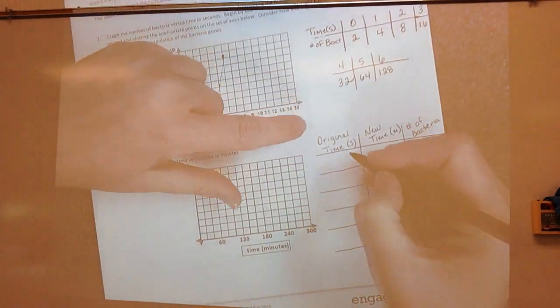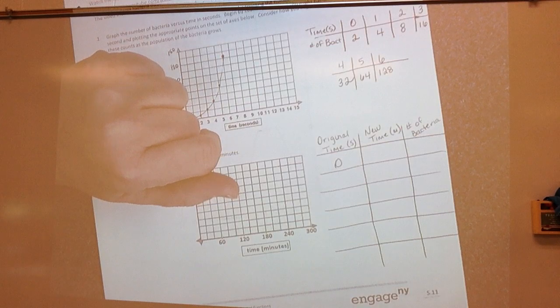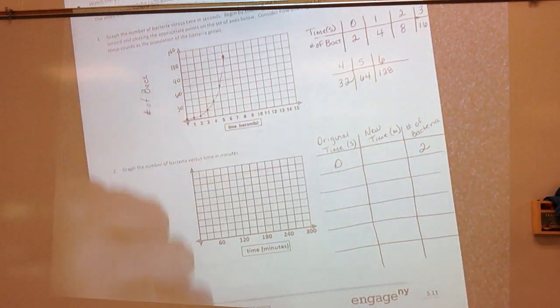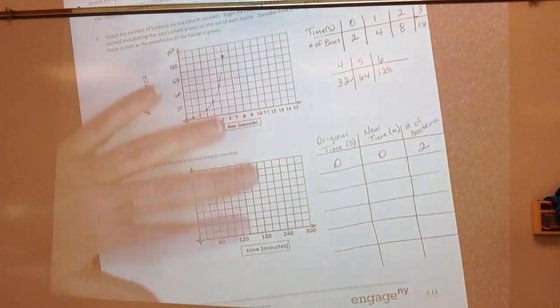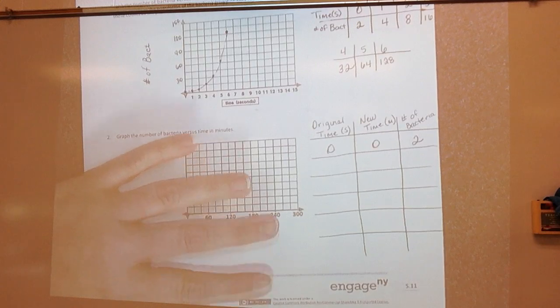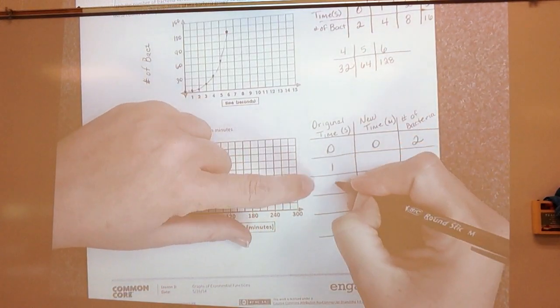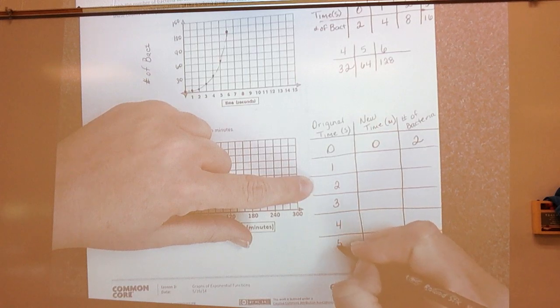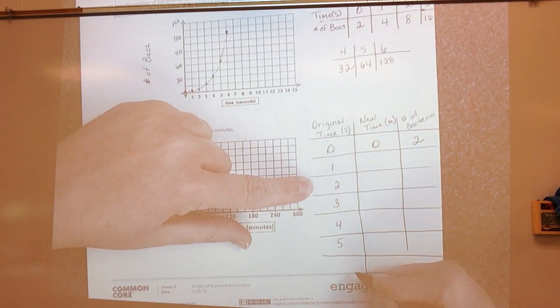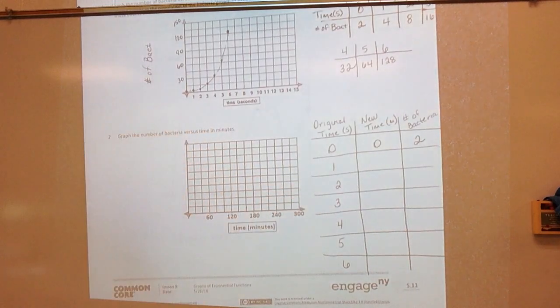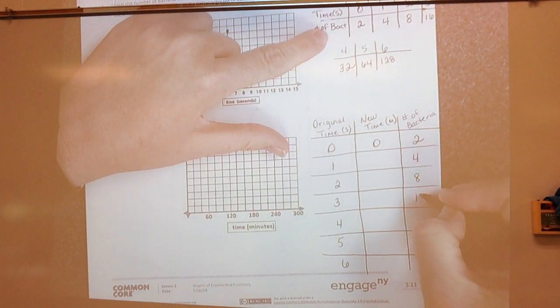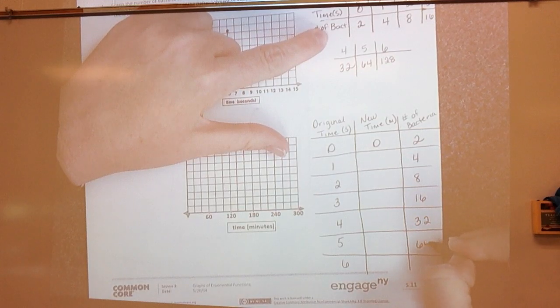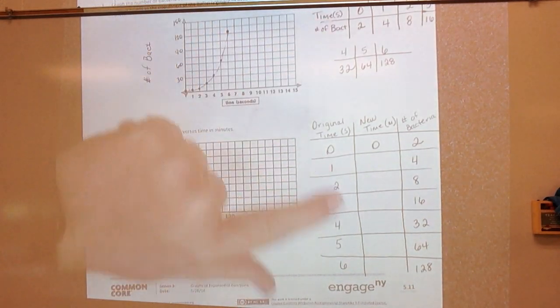All right, so going back, our original time was 0 seconds, and there were 2 bacteria. We started with 2 bacteria, it's still 0 minutes, okay? Nothing has changed. Then I'm going to go ahead and fill this part in. I need one more row here because I want to fill in my 6, because I'm still looking at my original times. The number of bacteria never changes. The only thing that's going to change is my new time.